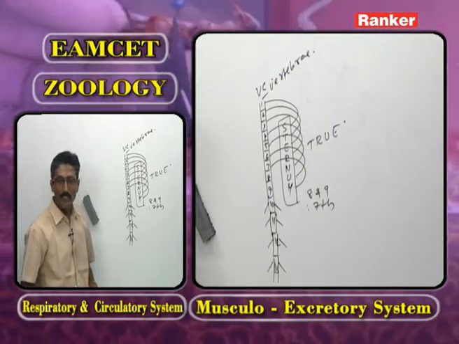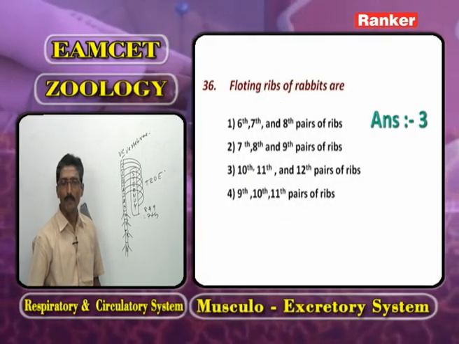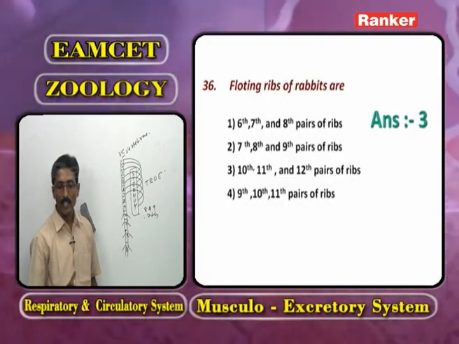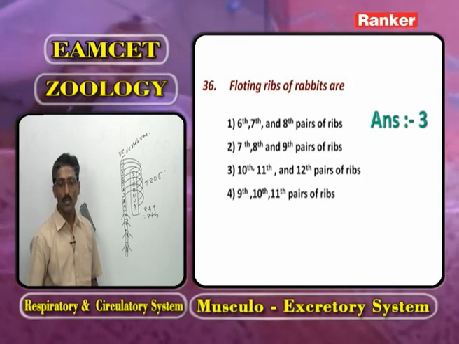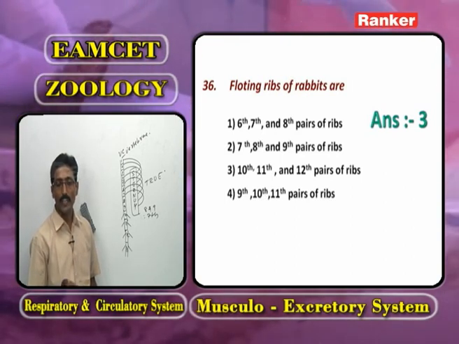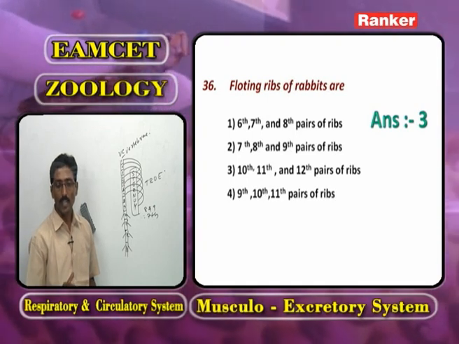They are also false ribs and they are freely floating. Here what is the question? Floating ribs of rabbit are 10th, 11th, 12th, or 13th also. So 10th, 11th and 12th pairs of ribs. Now the next question.